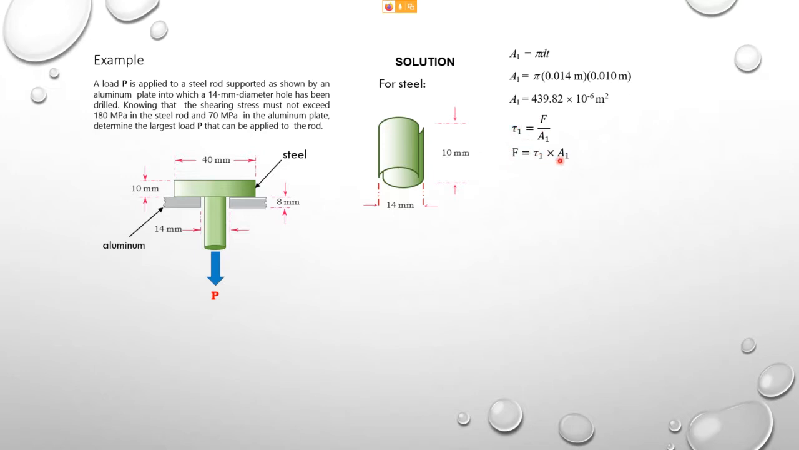So shear stress times area, so this is the area. Shear stress, this is for steel, so we have to refer to steel, that is 180. So we found that based on this, the force or the load is actually 79.17 kilonewton. So that is based on steel.